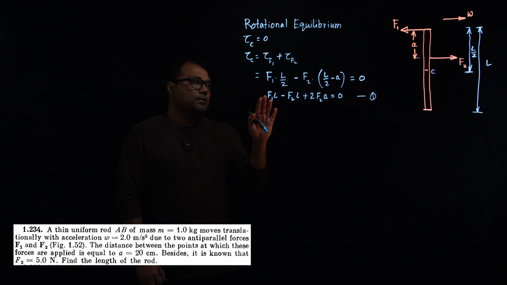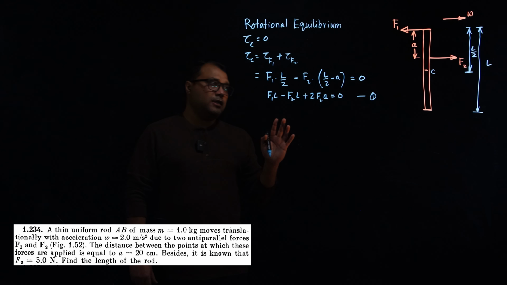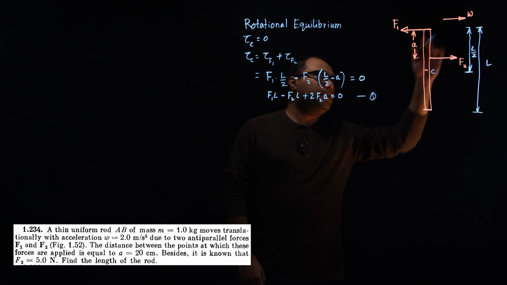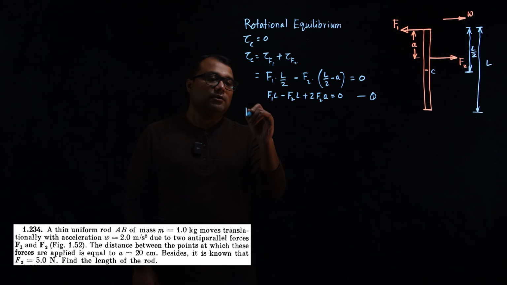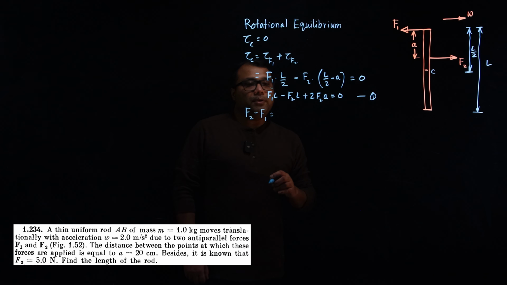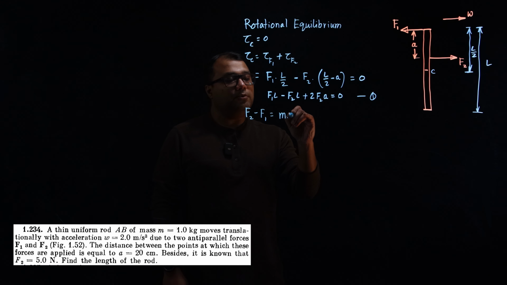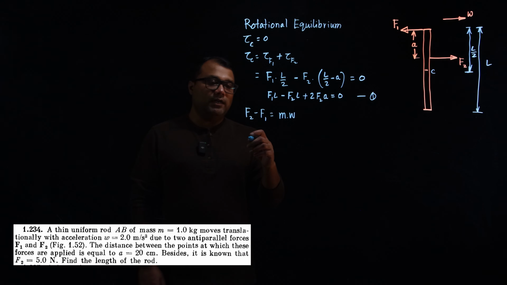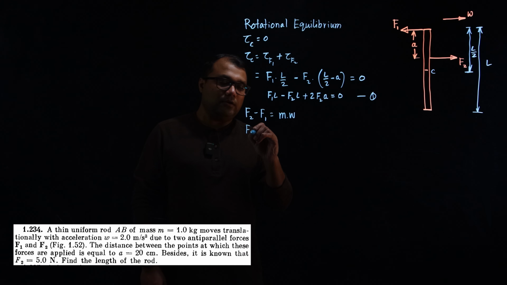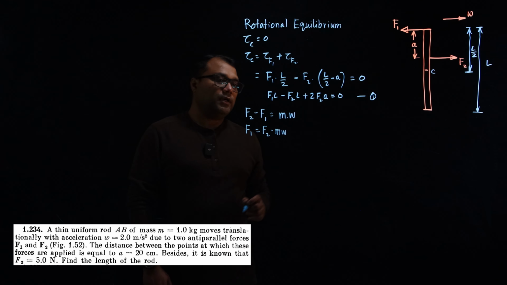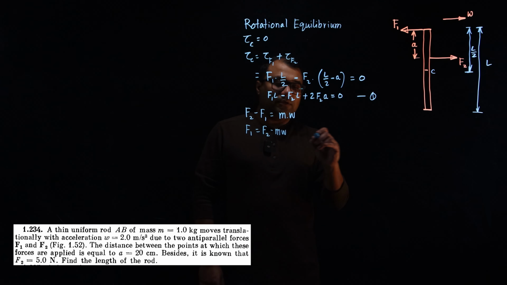Second thing, this is moving translationally, it is not in equilibrium. So, let us say it is moving in this direction with acceleration w. So, F2 minus F1, the net force acting on the body, will be equal to mw. The value of F2 is given, the value of F1 is not given. So, let us find F1 from here. It would be F2 minus mw. This is equation number 2.